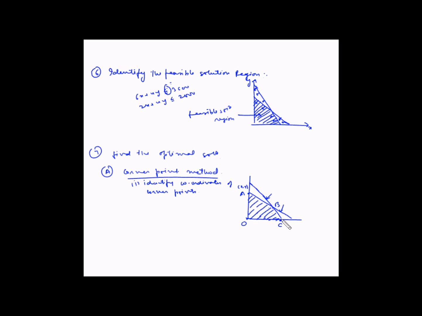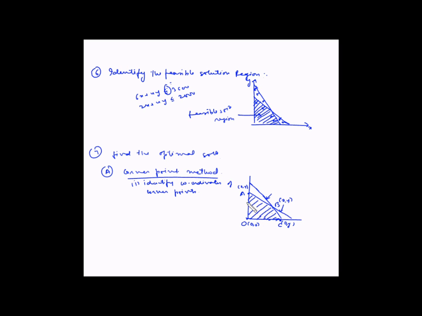Similarly, for point C, the point C lies on the x-axis, so the y coordinate will be 0, and the x coordinate can be found by the distance from the y-axis. So you can easily find this from the graph. So this will be x, 0. And of course, for point O, the coordinates are 0, 0.